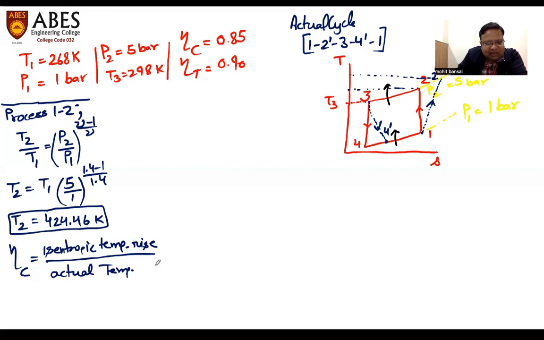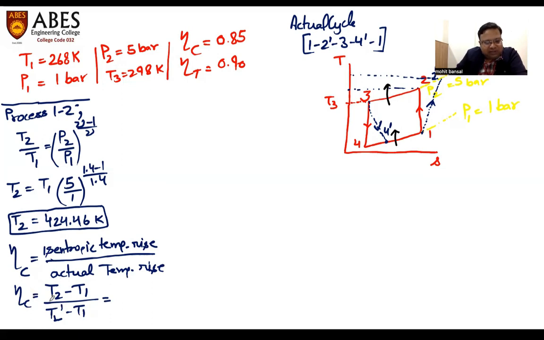Sometimes when we write this relation, we generally miscalculate, and we get confused whether to write the isentropic term on the top or the bottom. So do remember, while writing the isentropic efficiency of the compressor, we have to take the isentropic temperature rise in the numerator and the actual temperature rise in the denominator. So that will be T2 minus T1 upon T2 dash minus T1. That will be the isentropic efficiency of the compressor. And in this relation, we have eta C, that is 0.85.